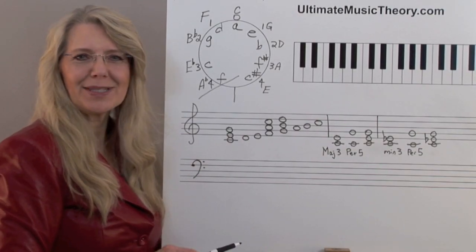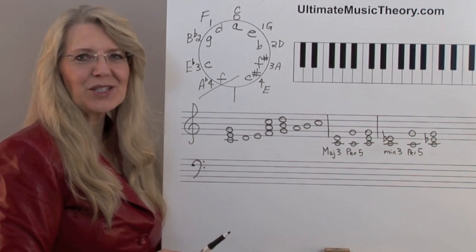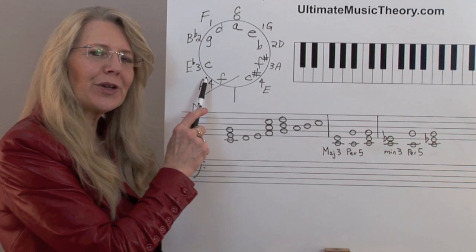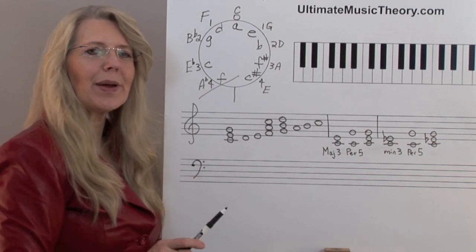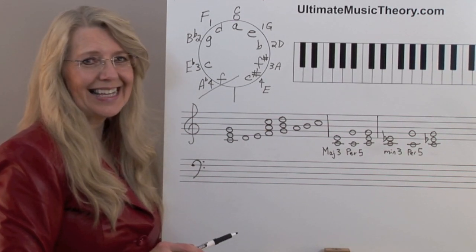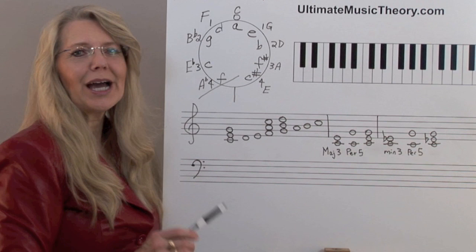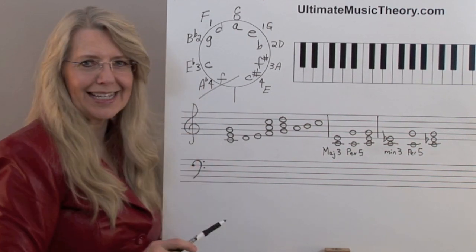Welcome to the Ultimate Music Theory Basic Rudiments Lesson 7. In Lesson 6, you learned how to add the relative minor keys to the circle of fifths, plus the UMT tip on how to remember the natural, harmonic, and melodic minor scales. In Lesson 7, you'll learn how to write triads in both the major and relative minor keys.